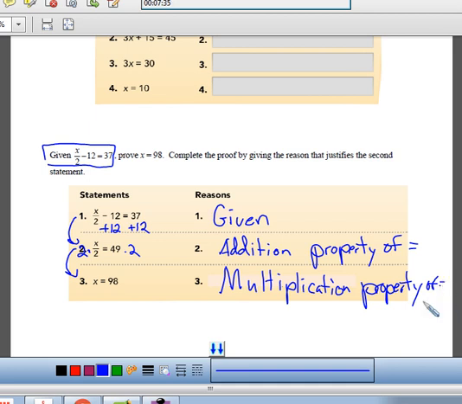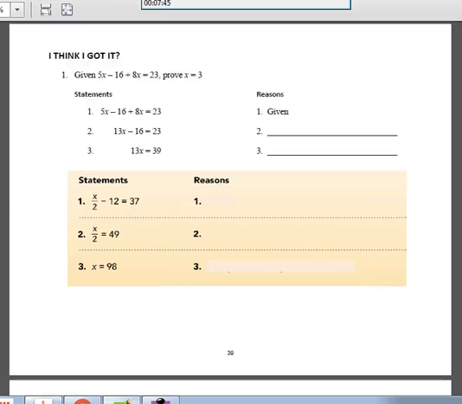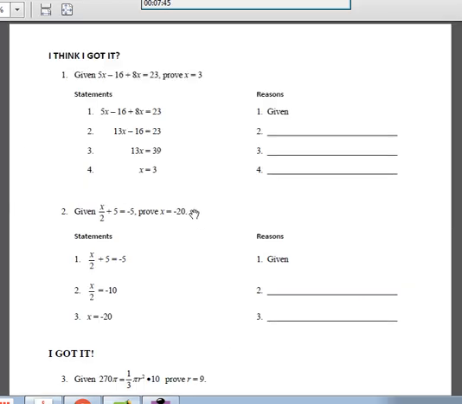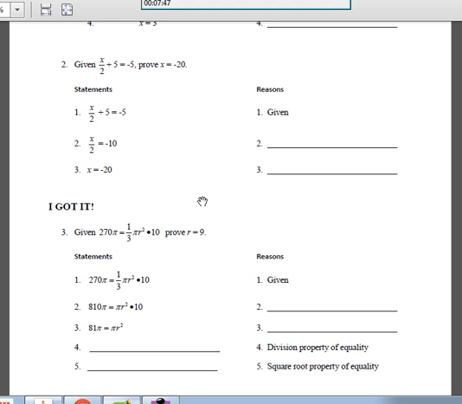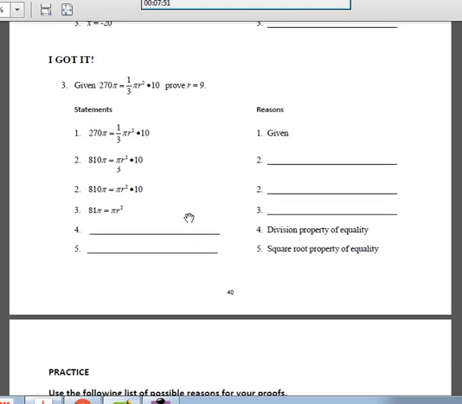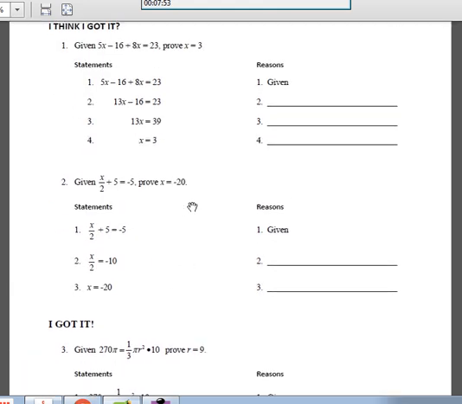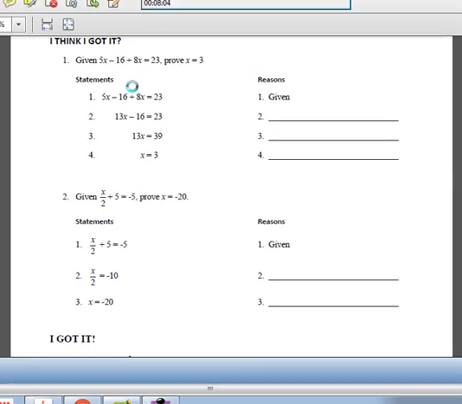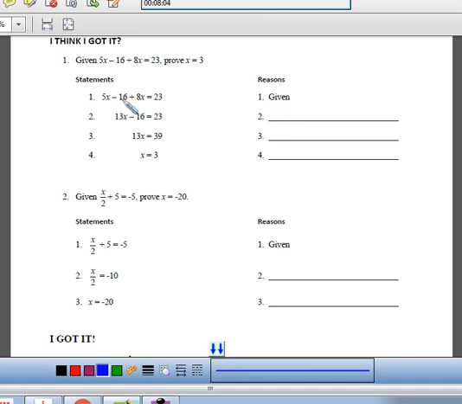Okay. Your homework actually goes on to the next page, so I'm going to clear the screen, so pause it if you need to continue copying. We're going to do one more together, and then I'll expect you to try the rest on your own. This one at the bottom looks pretty interesting. Alright, so, given 5x minus 16 plus 8x equals 23, prove x equals 3. So they already did the given for you, so we got to do the next step.